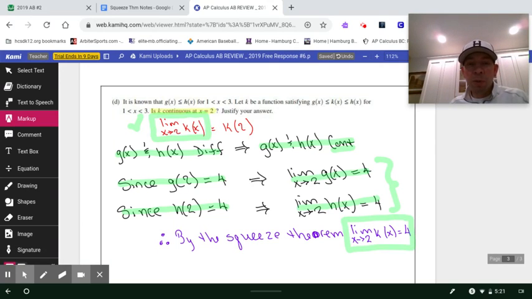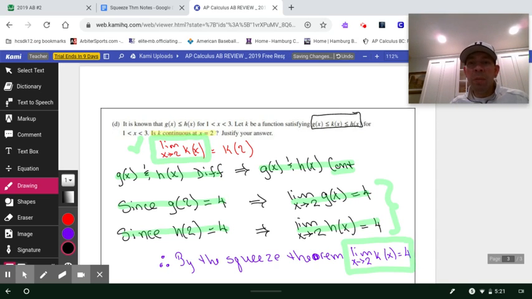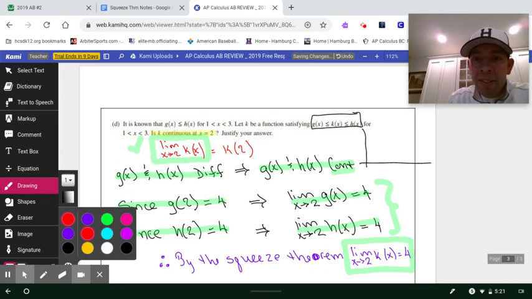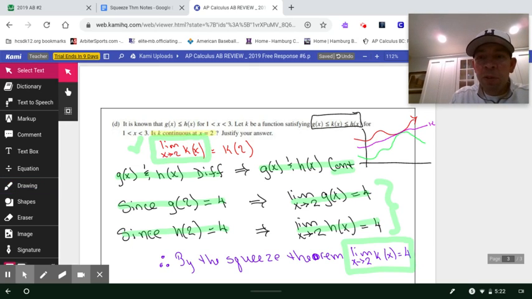Now all we have to do is prove that k of 2 is also equal to 4 so we can say k is continuous. Now, again, think of this statement right here. They said k is always going to be in between or equal to g and h. So let's just draw our own little picture here. Here's h, that's always up here. Maybe g's always down here. And then we'll throw in k, which is always going to be floating in between here, and it's got to squeeze through there. There's our k function. So it's always in between or equal to both g and h. So there's a nice visual to have as we go to try to wrap this up.